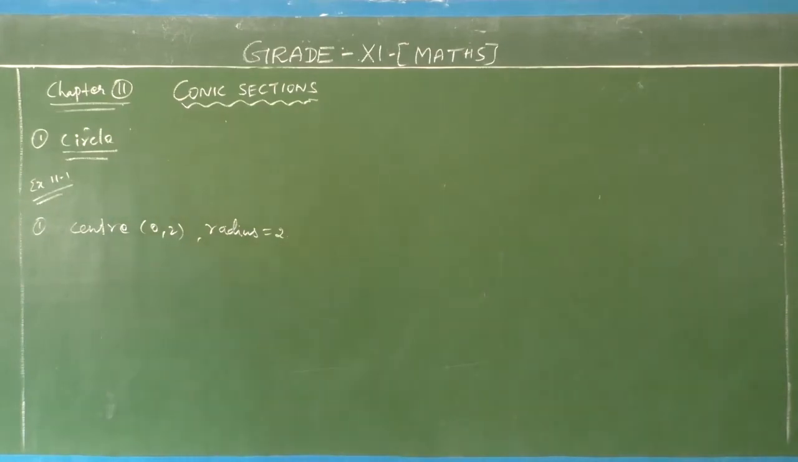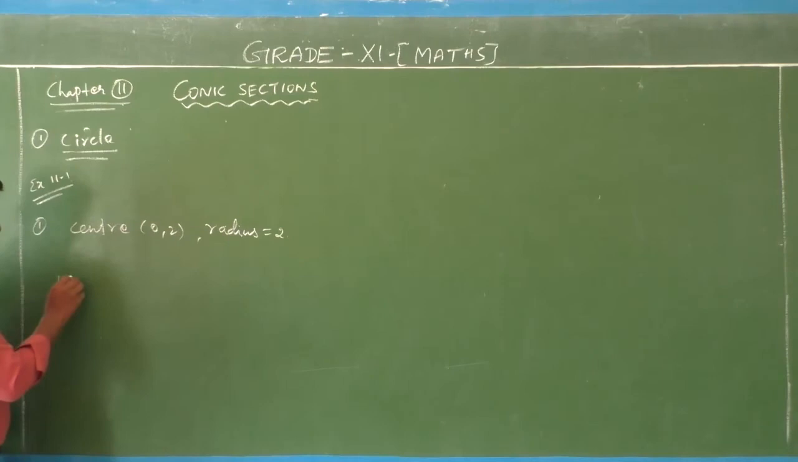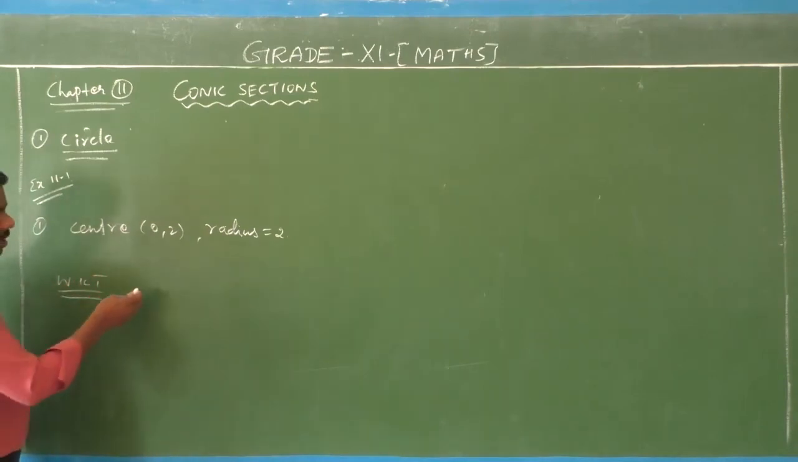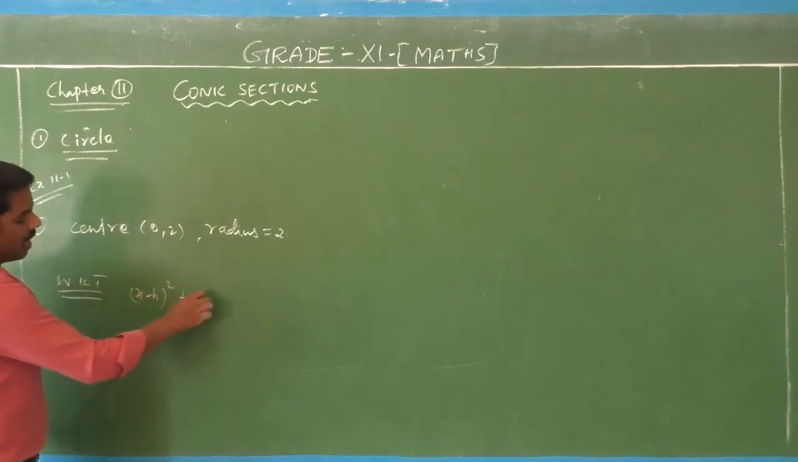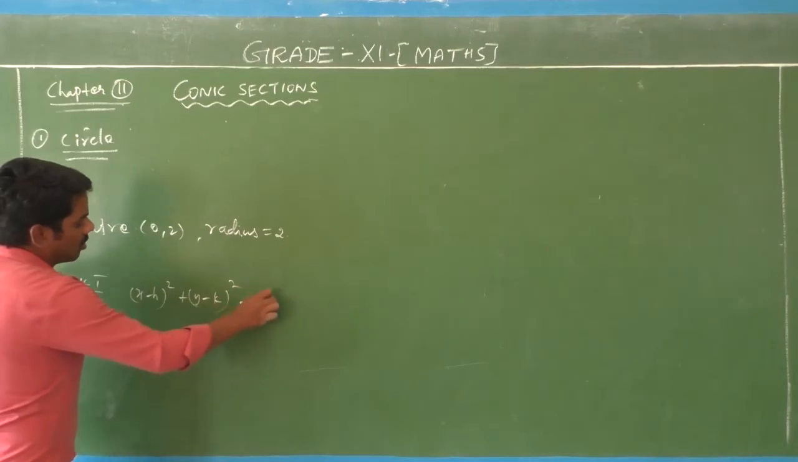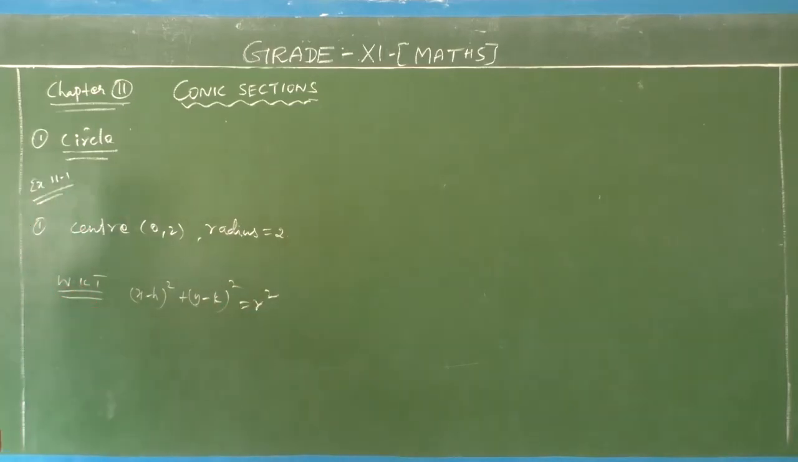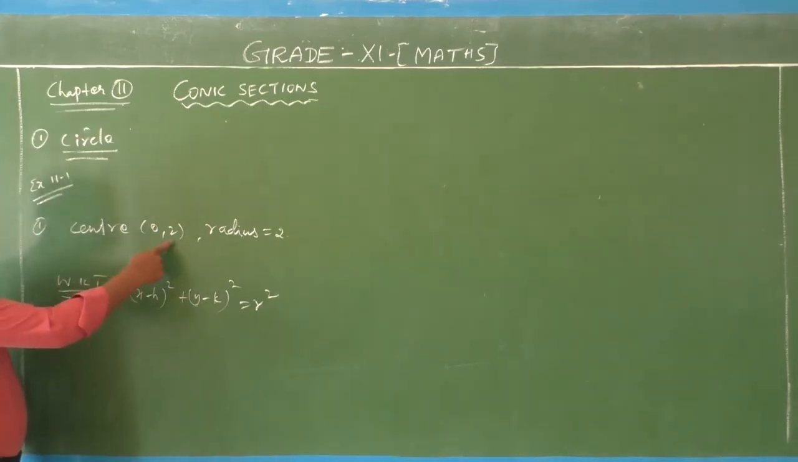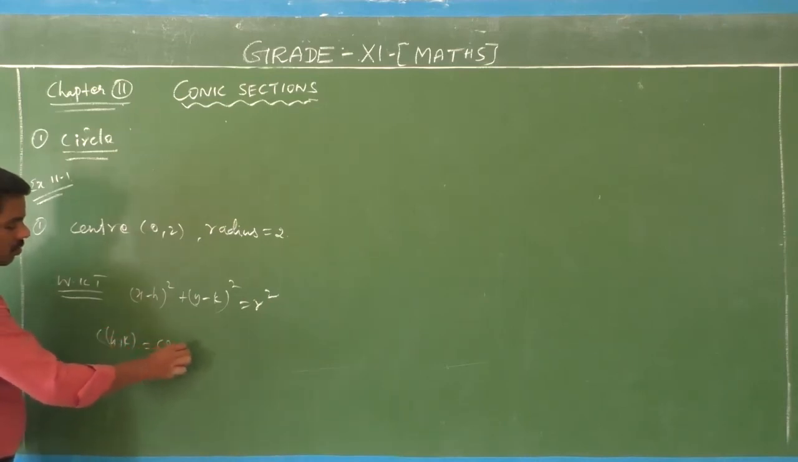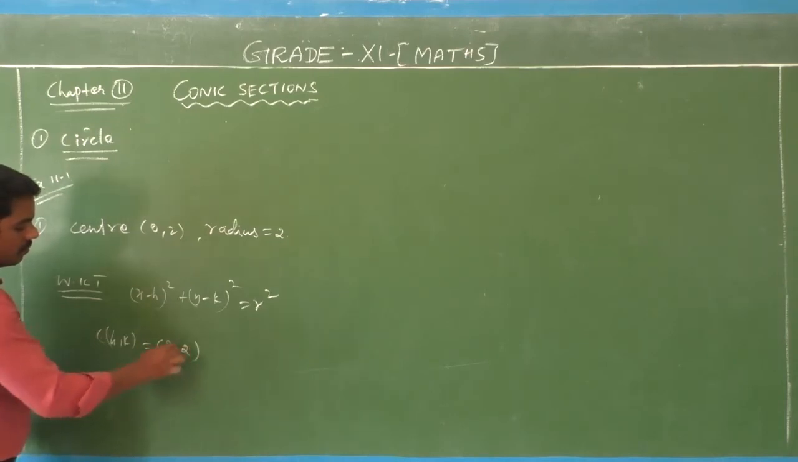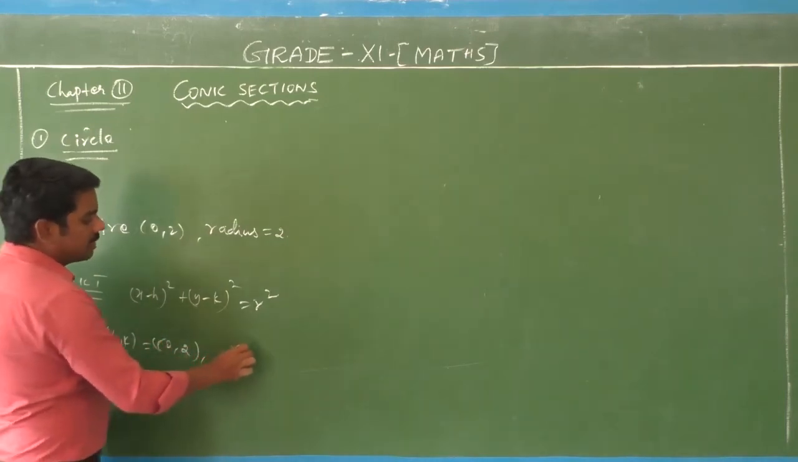You know that the equation of the circle is (x minus h) the whole square plus (y minus k) the whole square equal to r square, where the center is h comma k and radius r. Here the center is 0 comma 2, that is h comma k is equal to 0 comma 2, and radius r is equal to 2.